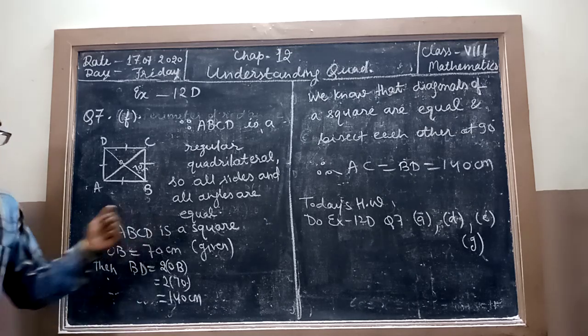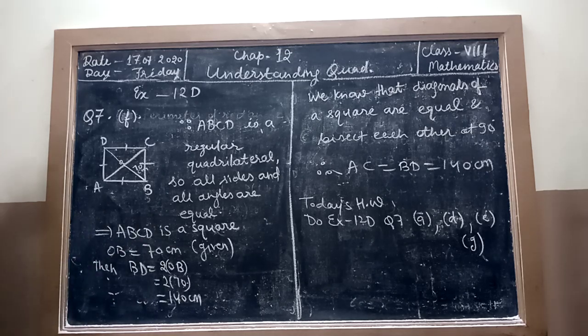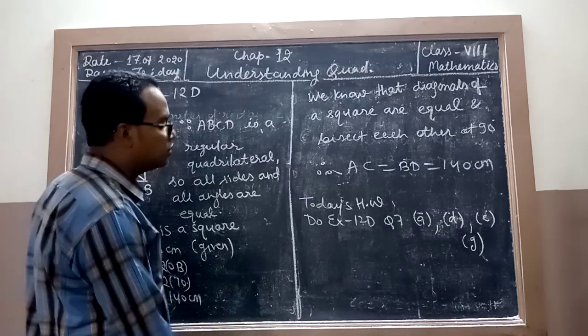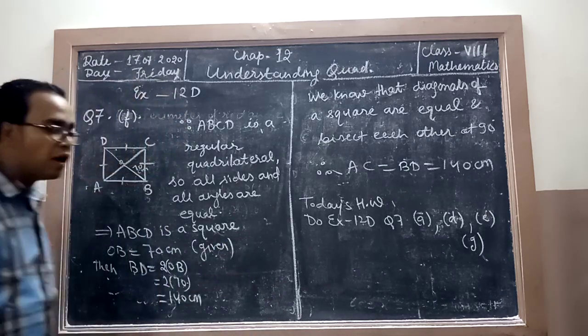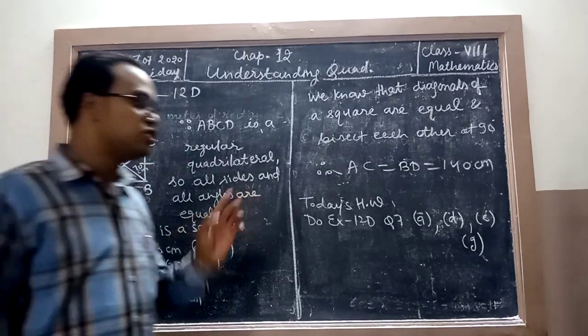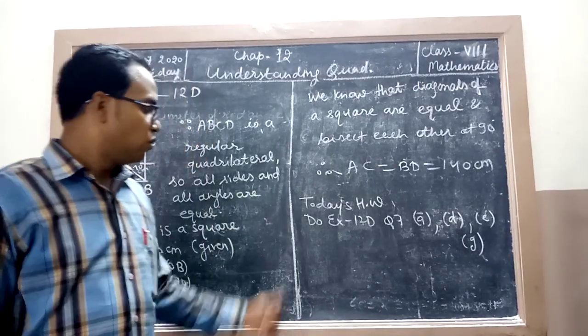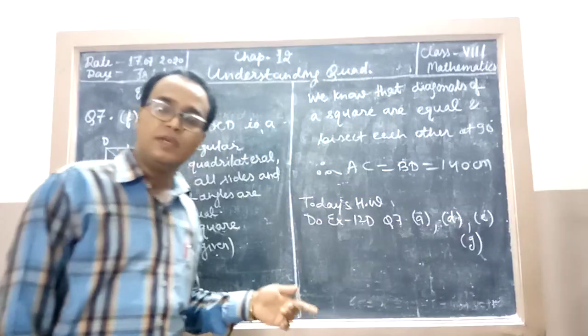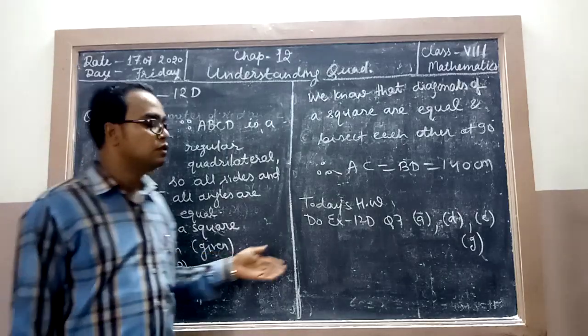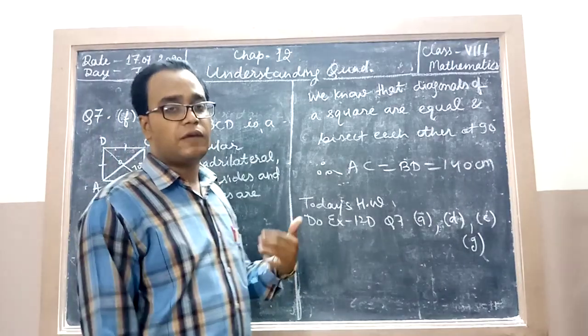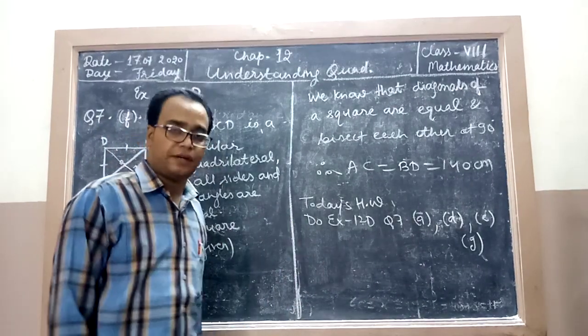Now students, today's homework. Do exercise 12B, question 7, A part, D part, E part, and G part. Only 4 parts in your maths copy. And upload the image in the link given by your class teacher through online class.